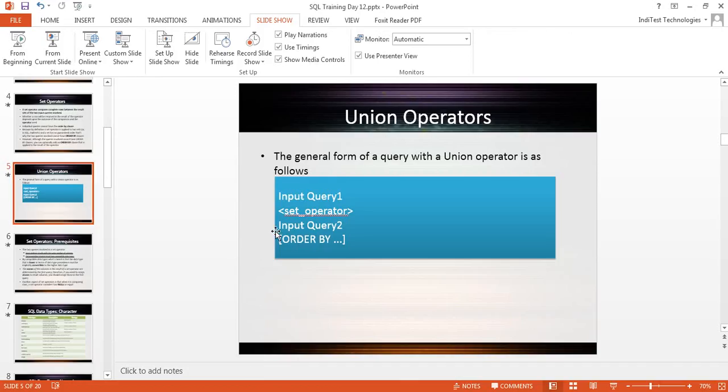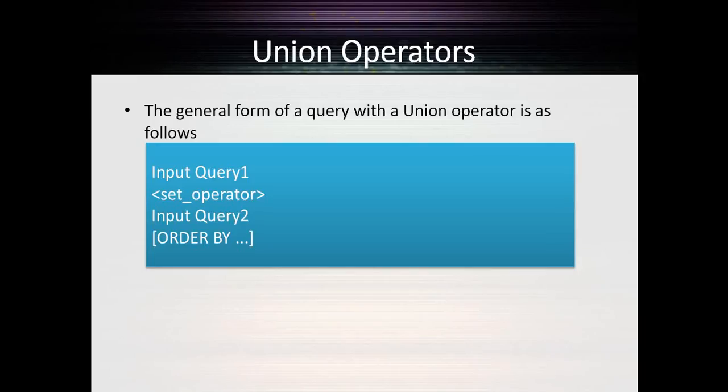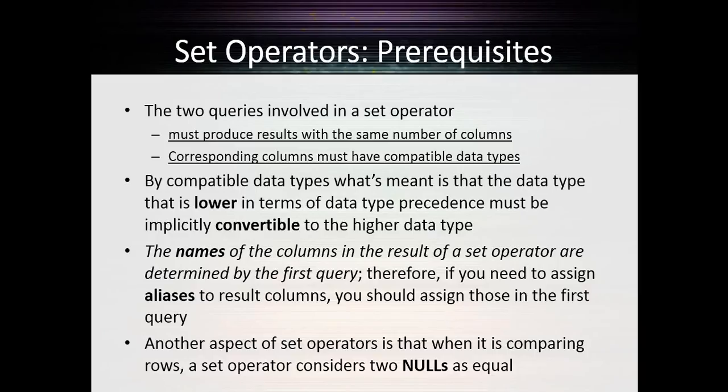So before looking at the syntax, since we are talking about rules, let's take a look at the rules which are required for performing unions. The two queries involved in a set operator must produce results with the same number of columns, and the corresponding columns must have compatible data types. And the names of the columns in the result of a set operator are determined by the first query. So therefore, if you need to assign aliases to result columns, you should assign those in the first query. So we get to these all three one by one.